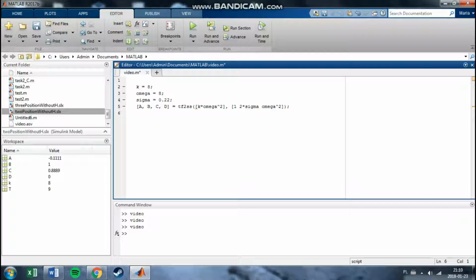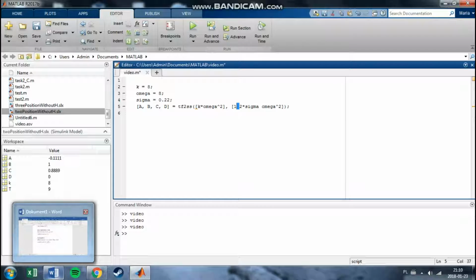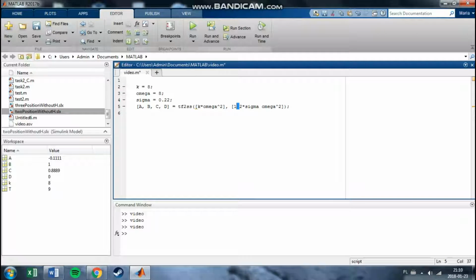We just set values of k, omega and sigma, and once again we put the numerator here and the denominator here. Here is free space, so it's 1, which here will be equal to, as you can remember, s to the power of 2. Here will be 2 times sigma times s, and here will be just plus omega to the power of 2. And let's run it. And this is our result.